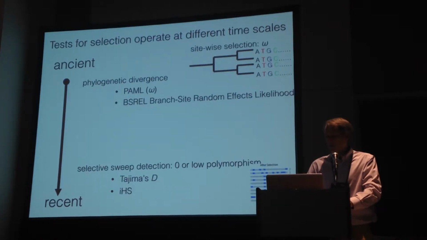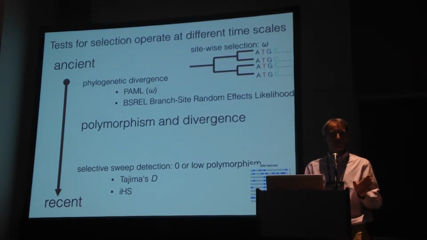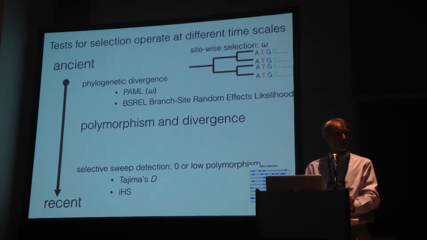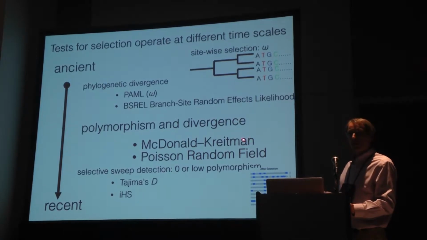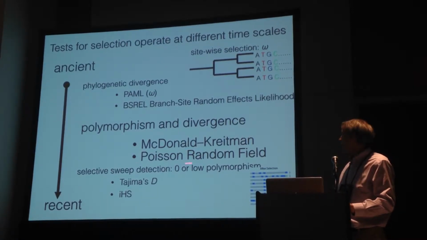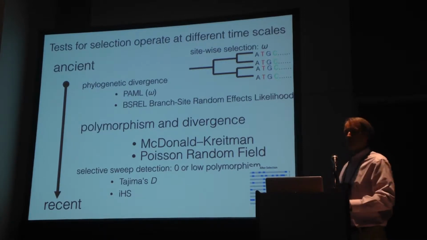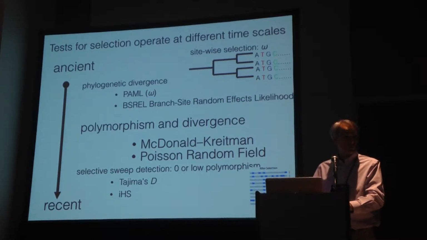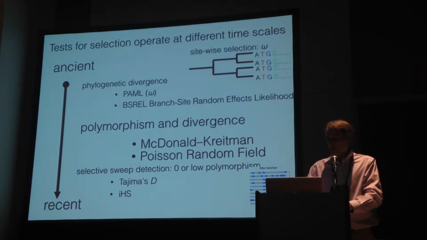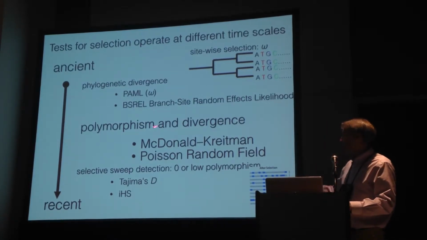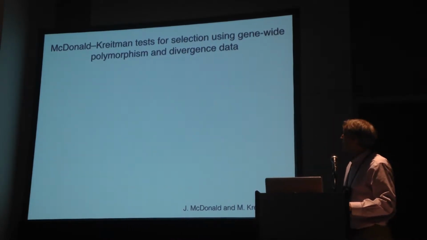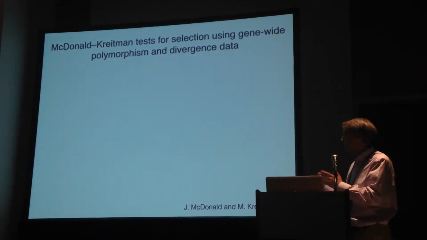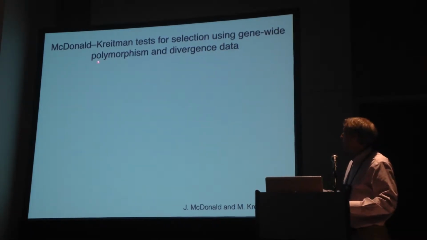In between these are methods developed to use polymorphism and divergence together to try to figure out whether selection is occurring. The most famous one is the McDonald-Kreitman test. There's a theory that is one way of interpreting the McDonald-Kreitman test called Poisson random field, which I'm going to use for the method that I'm going to tell you about today. I'm only looking at this, and it's not meant to talk about those other time scales, just to be very clear. The McDonald-Kreitman test is well established, but some people have had various criticisms of it. It tests for selection using gene-wide polymorphism and divergence data.